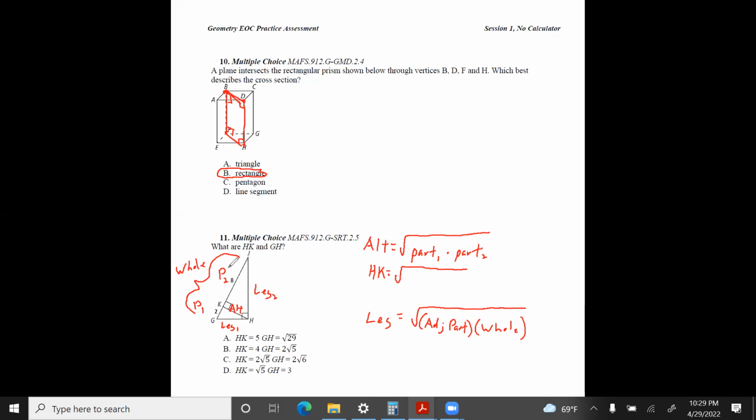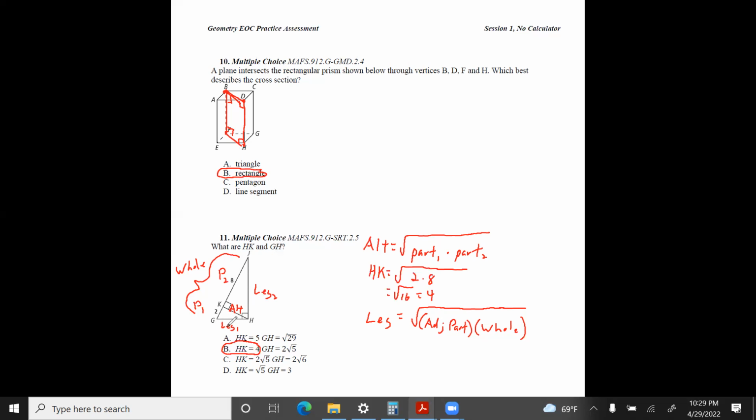So we're doing the geometric mean of the two parts. The two parts here are 2 and 8. 2 times 8 is 16. The square root of 16 is 4. The only one that has the correct answer there is B. If we want to check the other one, we can check the other one as well.